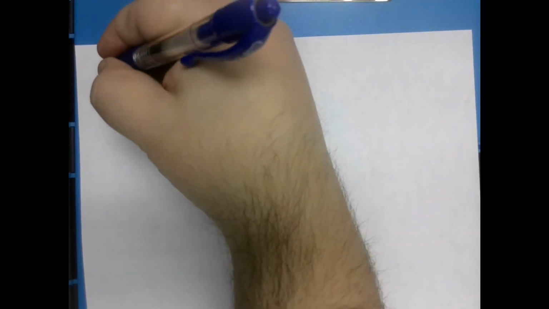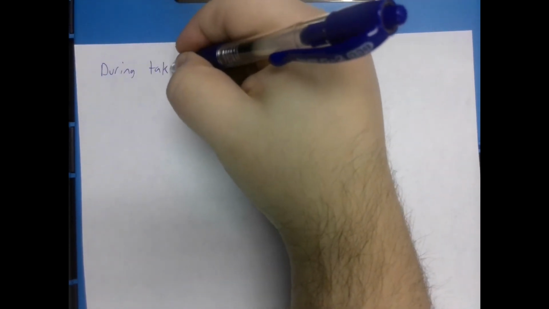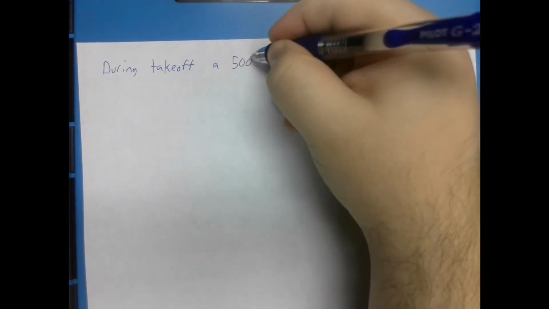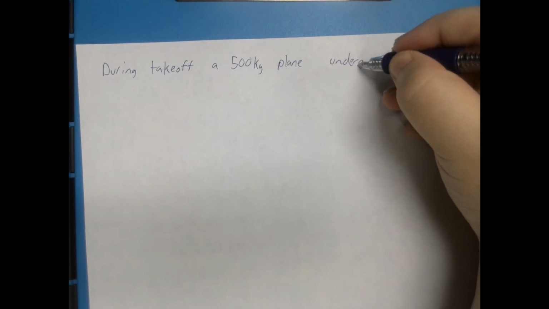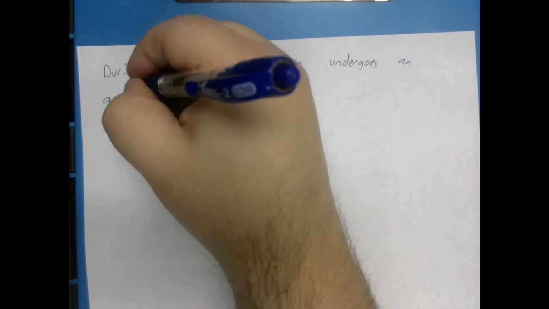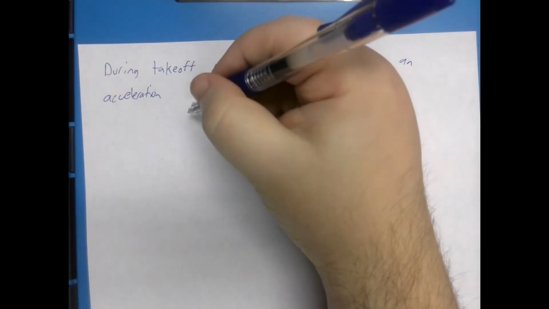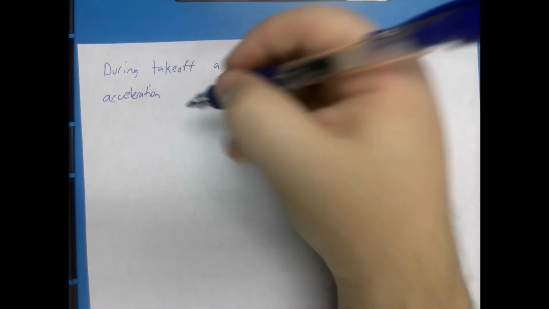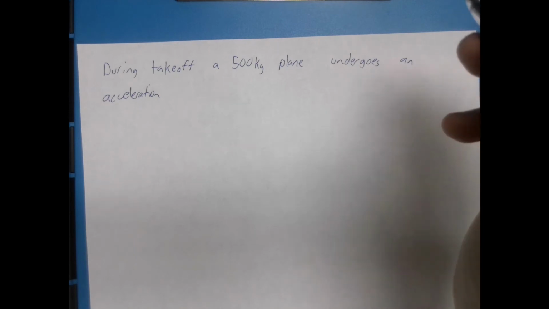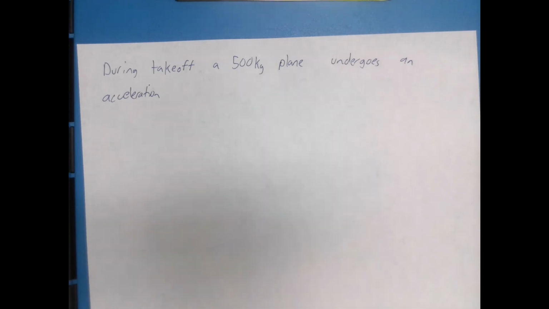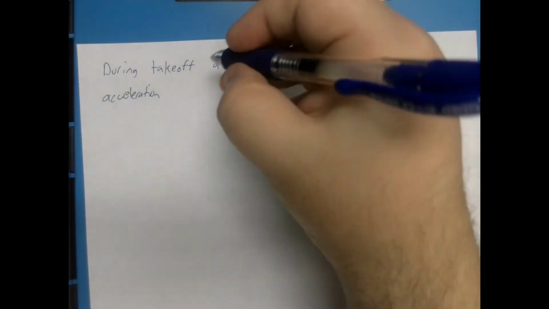So, during takeoff, a 500 kilogram plane, very light plane, undergoes an acceleration. 500 kilograms is equal to about 1100 pounds.